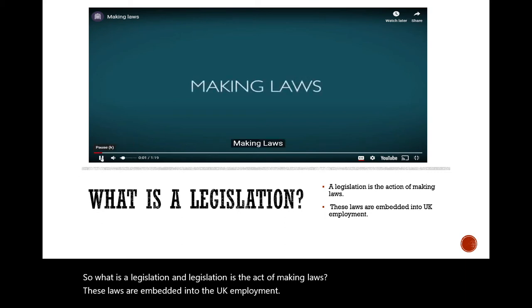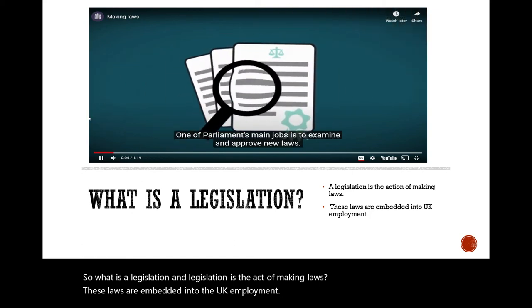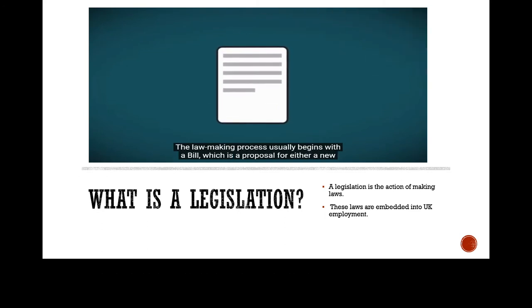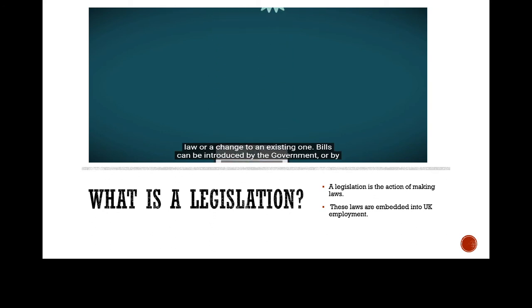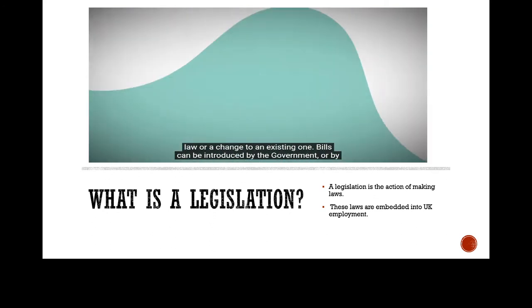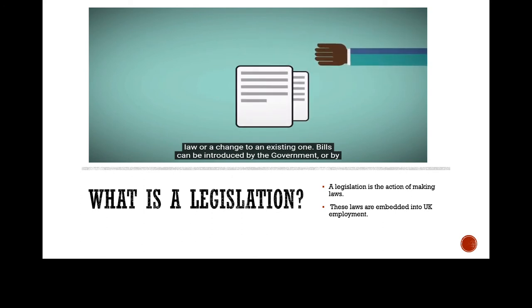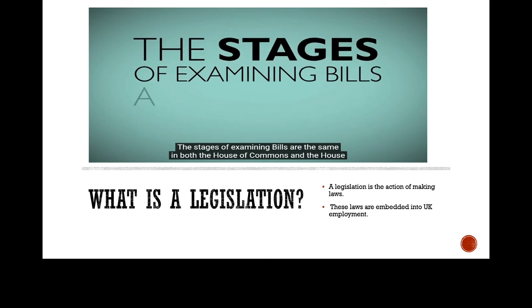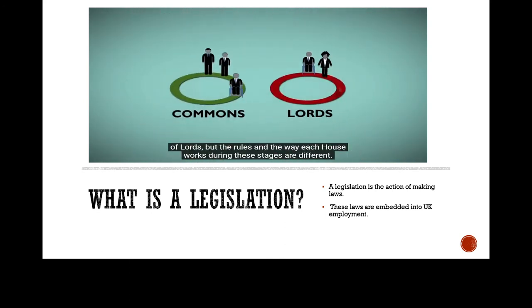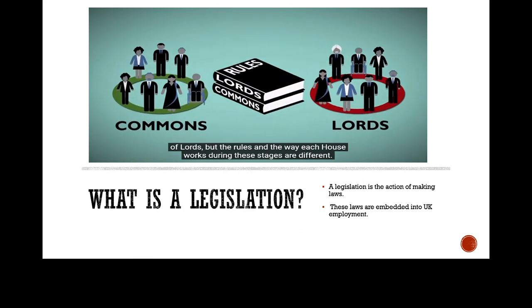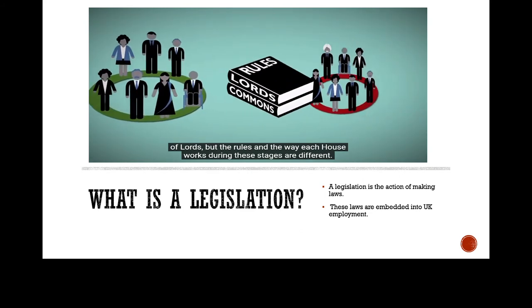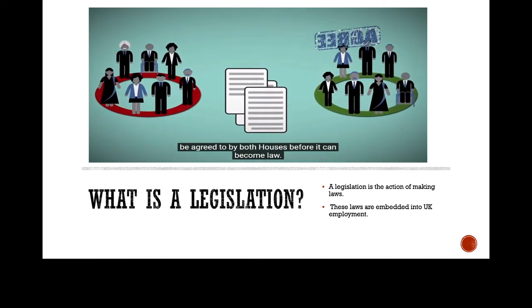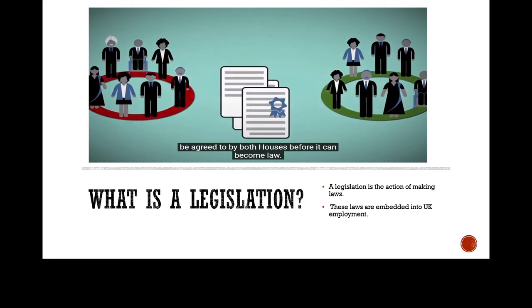Making laws. One of Parliament's main jobs is to examine and approve new laws. The lawmaking process usually begins with a bill, which is proposed for either a new law or a change to an existing law. Bills can be introduced by the government or by individual MPs or members of the House of Lords. The stages of examining bills are the same in both the House of Commons and the House of Lords, but the rules and the way each house works during these stages are different. Each house can make changes to the contents of a bill, but any changes that are made must be agreed to by both houses before it can become law.